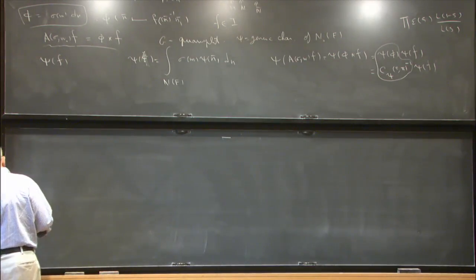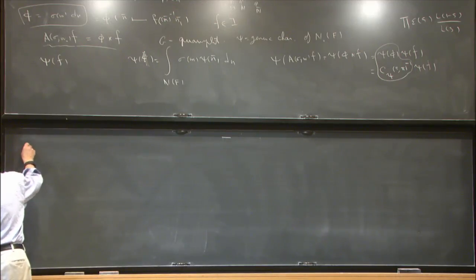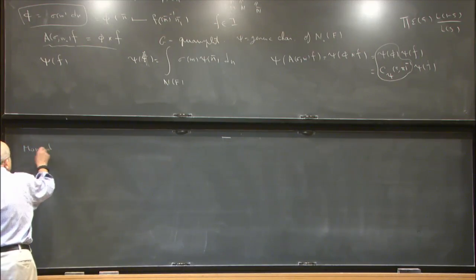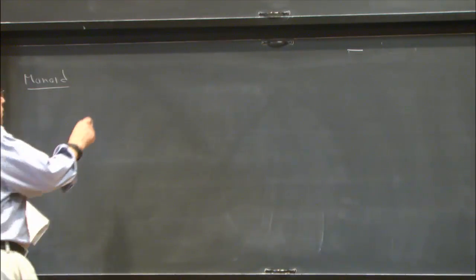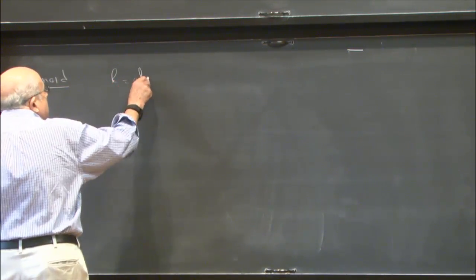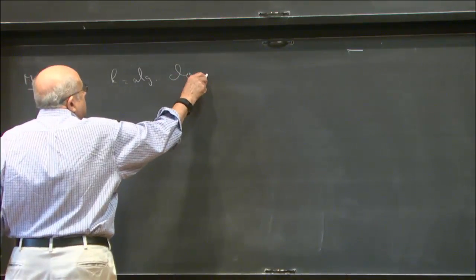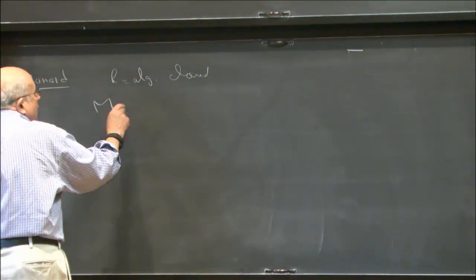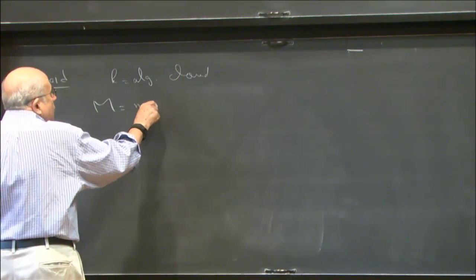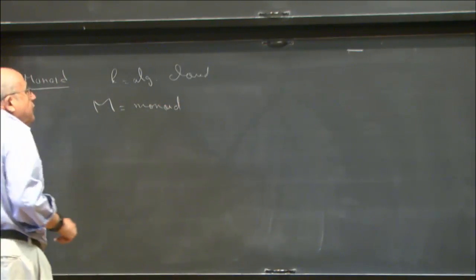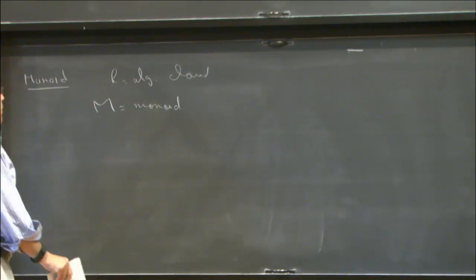Now, from the theory of monoids, I'm just going to say a few words. He already did say, I'll take k algebraically closed. M is going to be a monoid. It has an associative product. It is flat, and it is a normal affine variety, and all that.